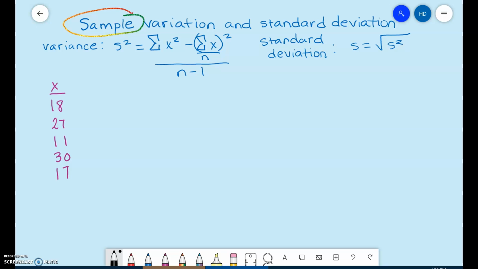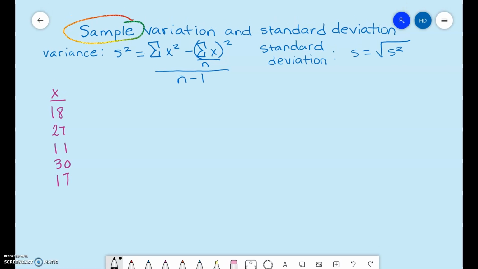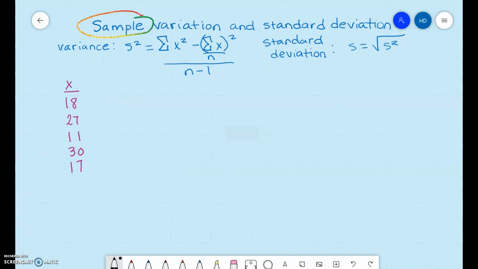But let's just start with the sample, and I'll show you that the population is almost exactly the same except for one thing. So what you're going to do is look at your formula and see that we're going to sum the x squares up and we're going to sum the x's up. Since I already have our x's, or data points, here, I'm going to go ahead and sum those up: 18 plus 27 plus 11 plus 30 plus 17.